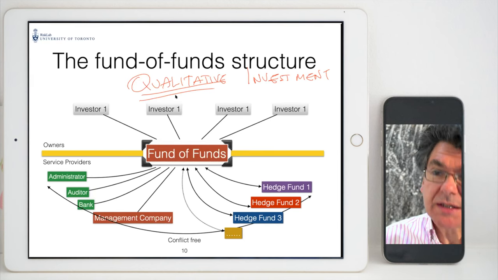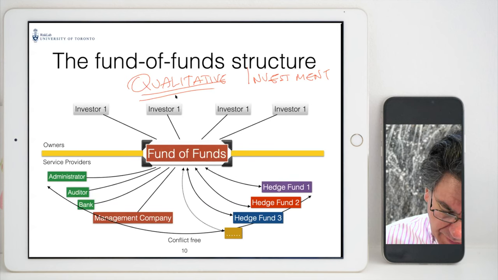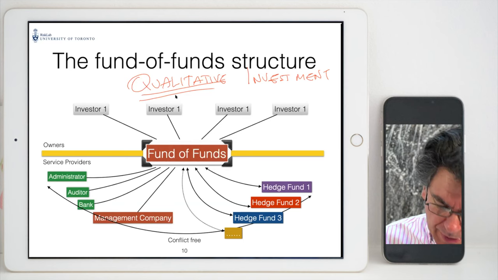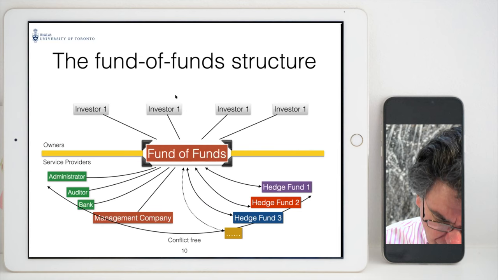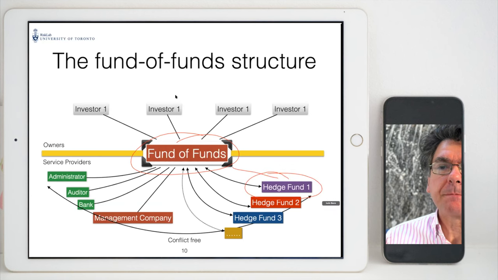So when you invest in a fund of funds, the fund of funds takes care of all that work. The qualitative investing is done by others. You don't have to do it yourself. So I think I will spend a little bit of time on this and explain it to you. There are reasons why sometimes it makes sense to invest in a fund that invests in other funds.